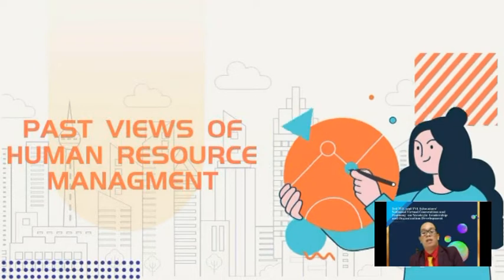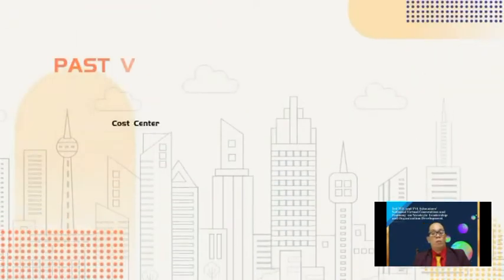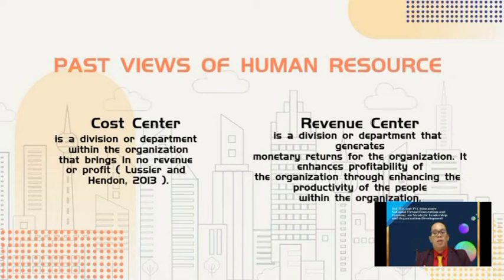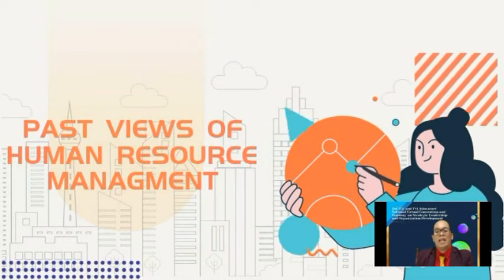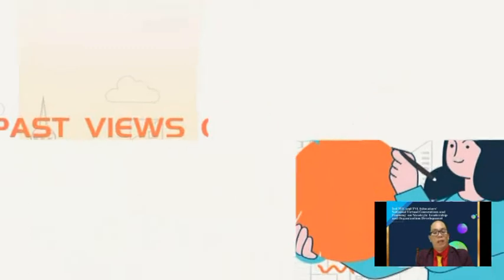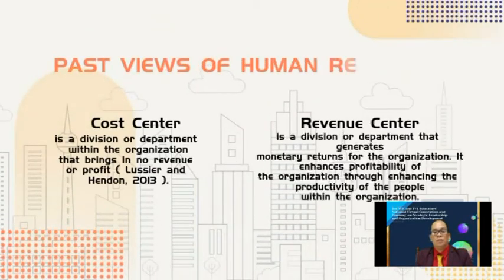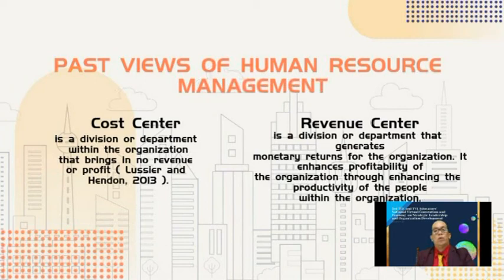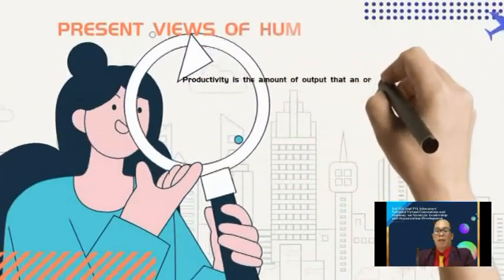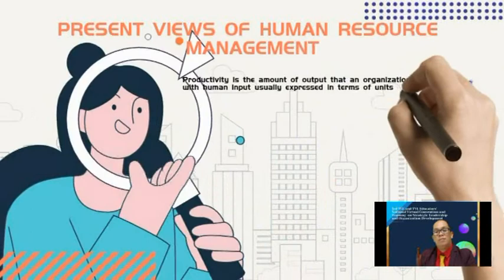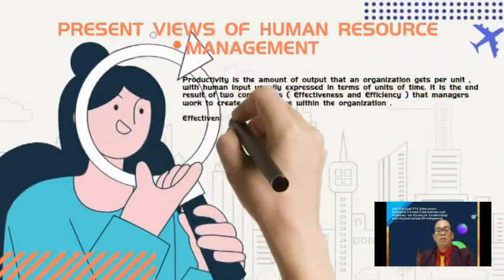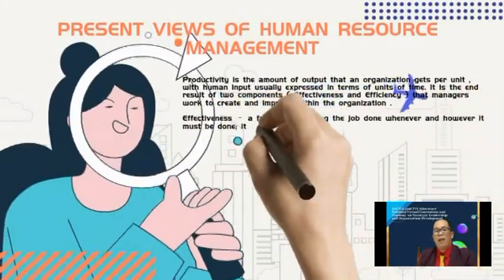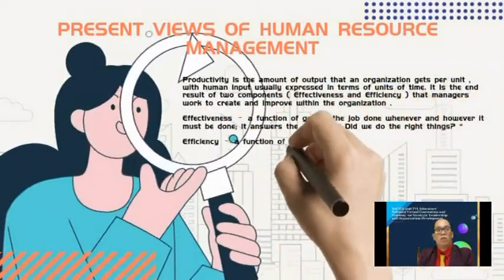Whereas a revenue center is a division that's the exact opposite. So it generates monetary returns for the organization. It enhances profitability of the organization through enhancing the productivity of the people within the organization. So in the present views of human resource management, the said department is now a revenue center and productivity center, unlike the past view that it was only considered a cost center.